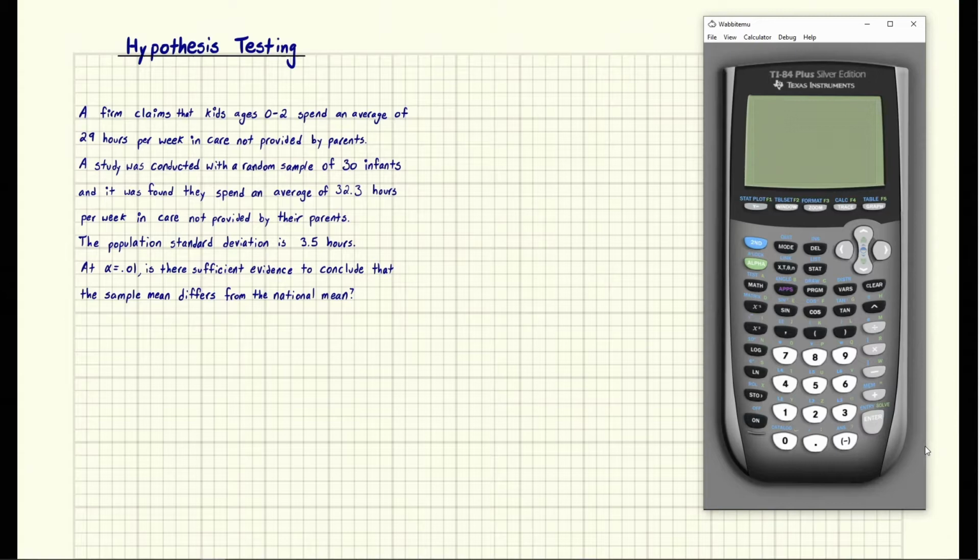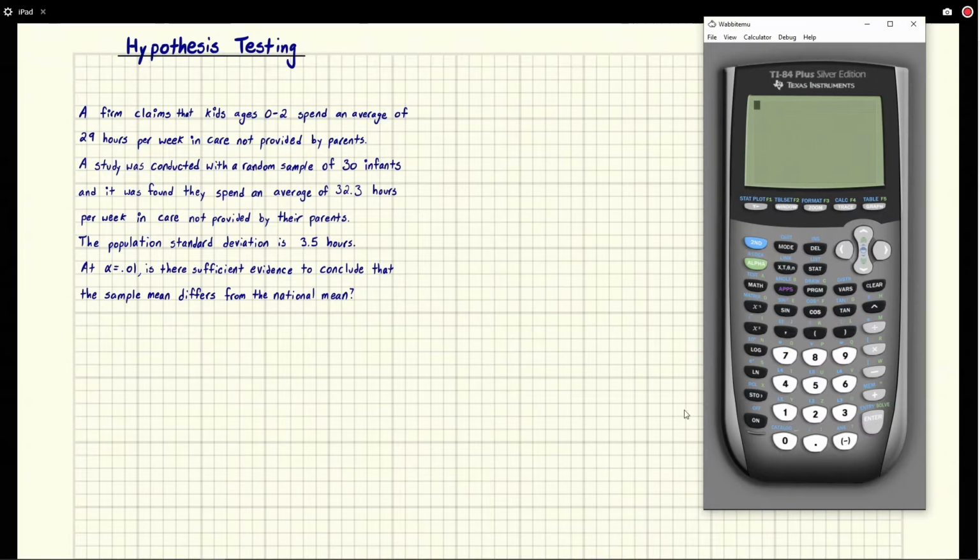We're going to do it with three methods. First, we'll do the formula method. Then we'll use the calculator. And then we will use Excel. So let's go ahead and just dive right in.